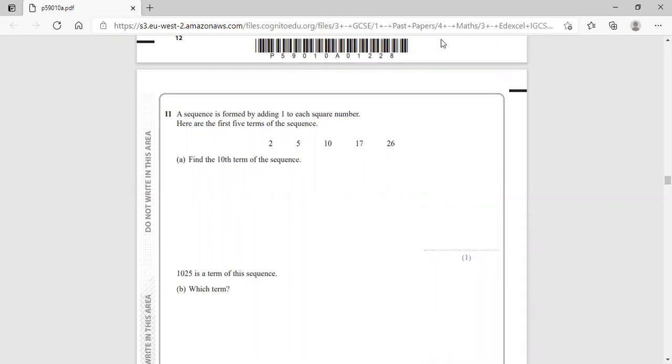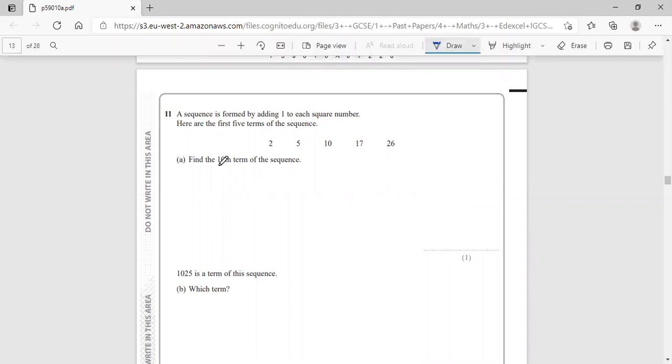Question 11. Find the 10th term of the sequence here. A sequence is formed by adding 1 to each square number. Here are the first 5 terms: 2, 5, 10, 17 and 26. Find the 10th term of the sequence.